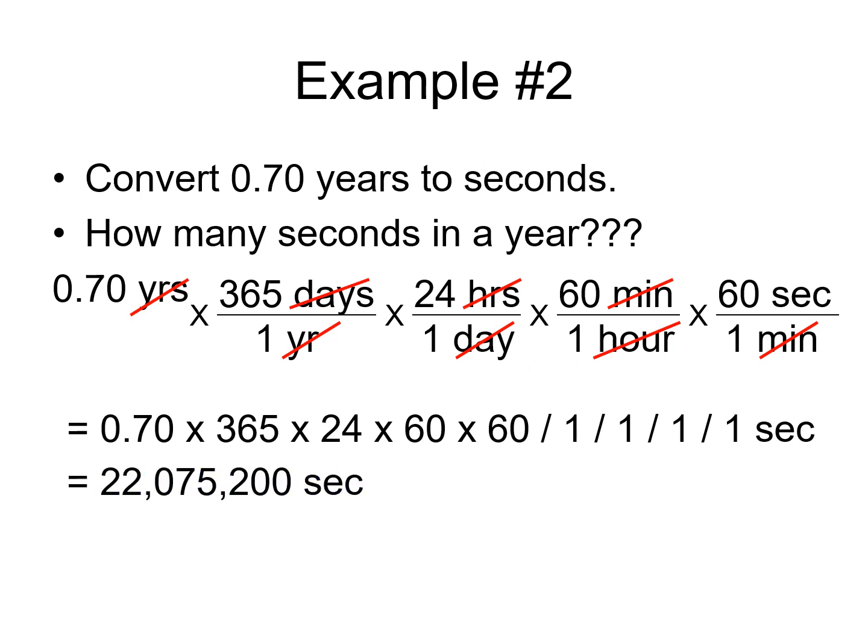So when you multiply that through, you get 22,075,200 seconds. Convert that to scientific notation. It's going to be 2.2 times 10 to the 7th seconds.